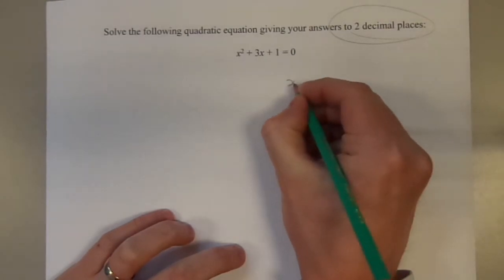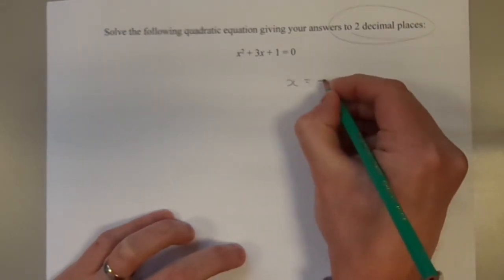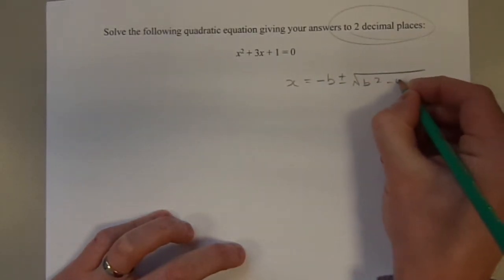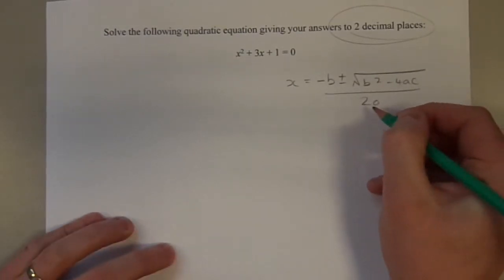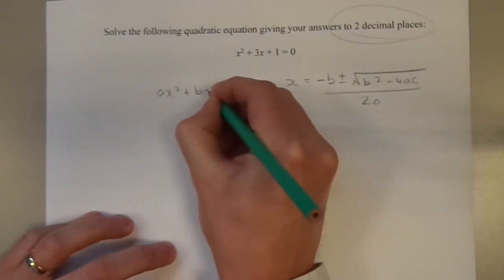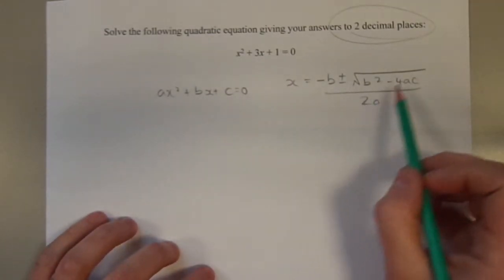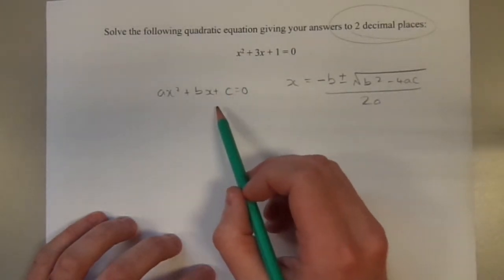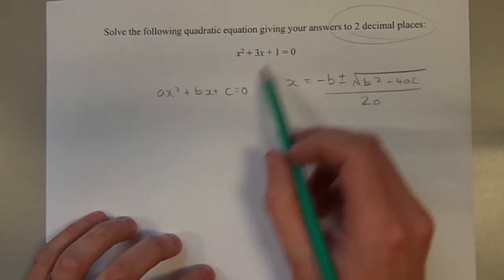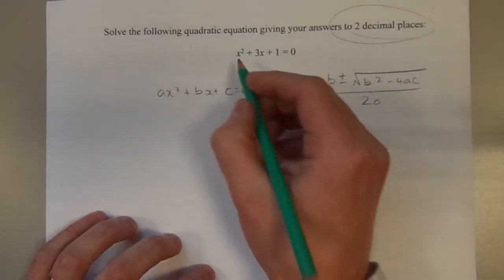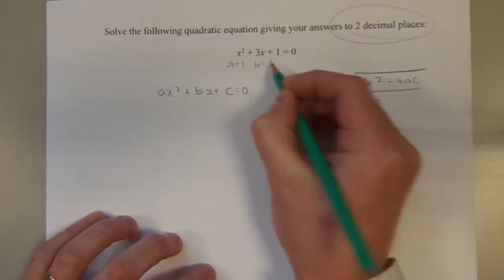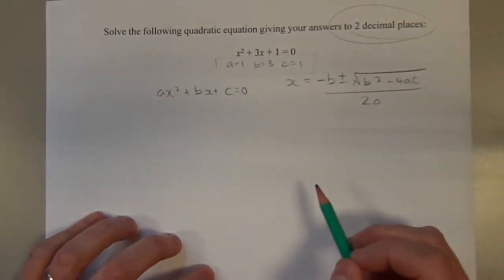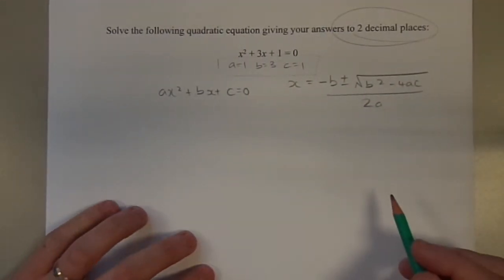and that is to use the quadratic formula. The quadratic formula is: x, the solution to the equation, is minus b plus or minus root b squared minus 4ac, all over 2a, where a is the number in front of the x squared term, b is the number in front of the x term, and c is the number at the end. So in this case, a is 1, b is 3, and c is 1. If we take all of those values and substitute them into that equation, this equation will tell us the solutions.